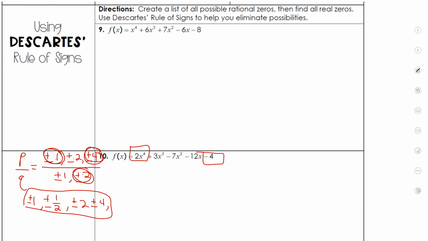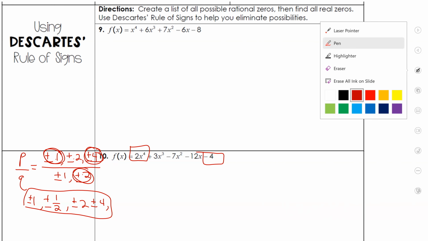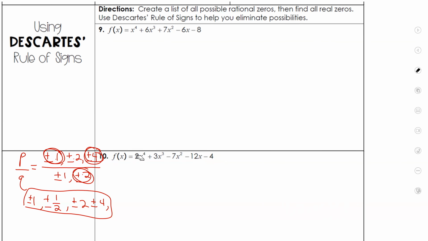Okay, let's look at step 2. It says, then find all real zeros. We're going to use Descartes' rule of signs to help you eliminate possibilities. Okay, so let's look at the rule of signs now. How many variations are here? Just 1. Okay, so I'm going to make a little chart. I can have 1 zero, and if you subtract 2, you'll be in the negative. So that's the only possibility.